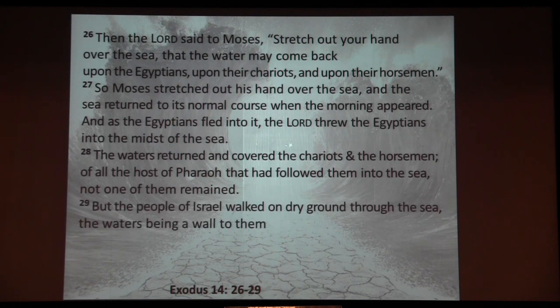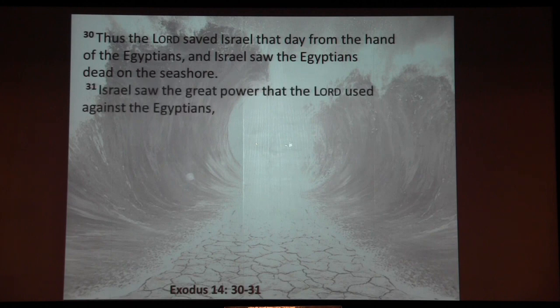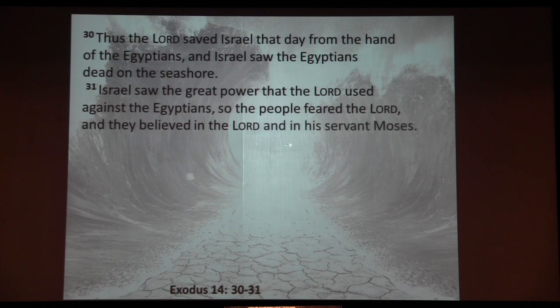But the people of Israel walked on dry ground through the sea, the waters being a wall to them on their right hand and on their left. Thus the Lord saved Israel that day from the hand of the Egyptians, and Israel saw the Egyptians dead on the seashore. Israel saw the great power that the Lord used against the Egyptians, so that the people feared the Lord, and they believed in the Lord and in his servant Moses.